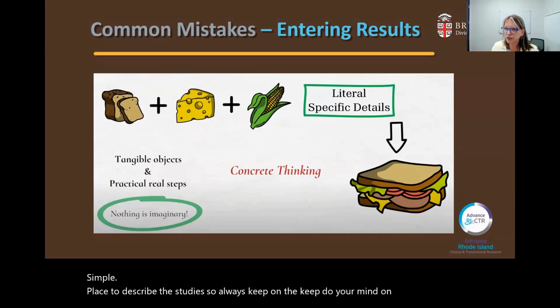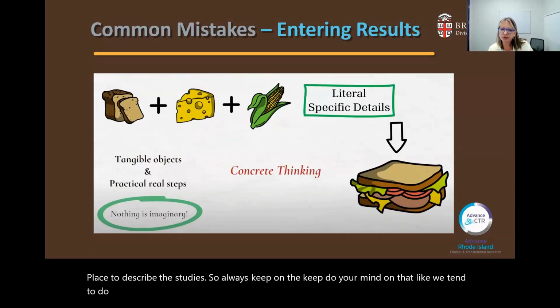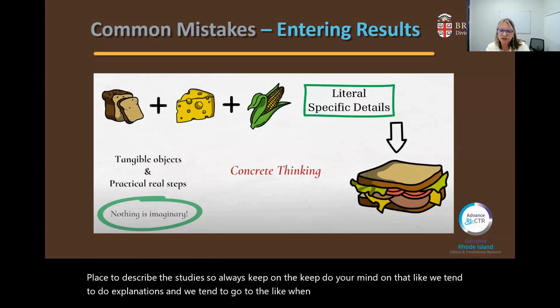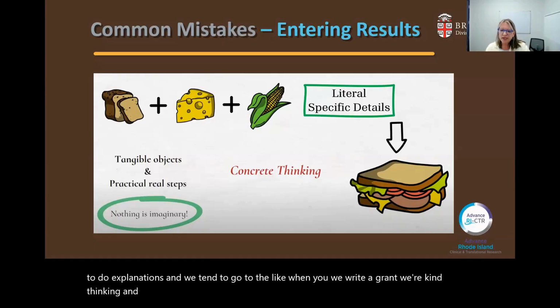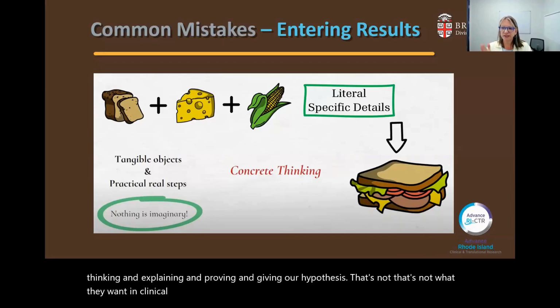We tend to do explanations, like when we write a grant, we're thinking and explaining and proving and giving our hypothesis. That's not what they want. In ClinicalTrials.gov, they want concrete information, very concrete, nothing for the imagination.